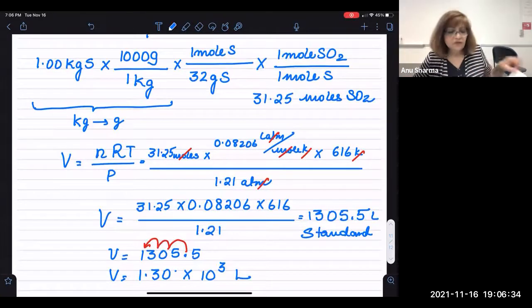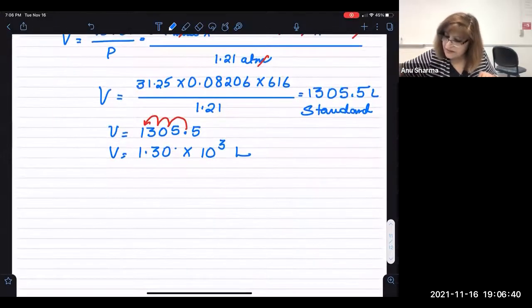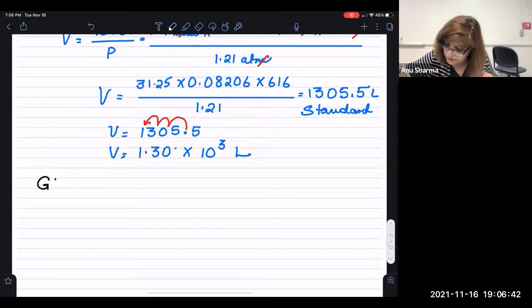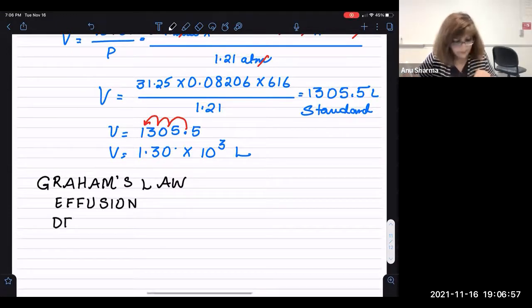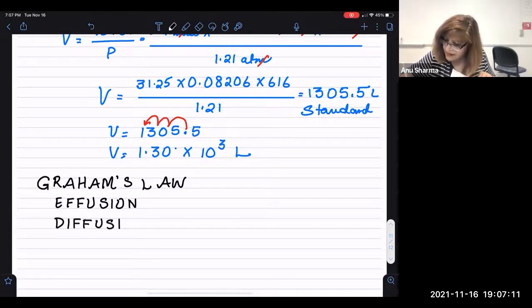All right, guys. There's one last piece, Graham's law of effusion. That one is easy. Graham's law of effusion. Effusion and diffusion. Diffusion, D, is that DE or DI? DIFFUSION. Okay, effusion and diffusion.